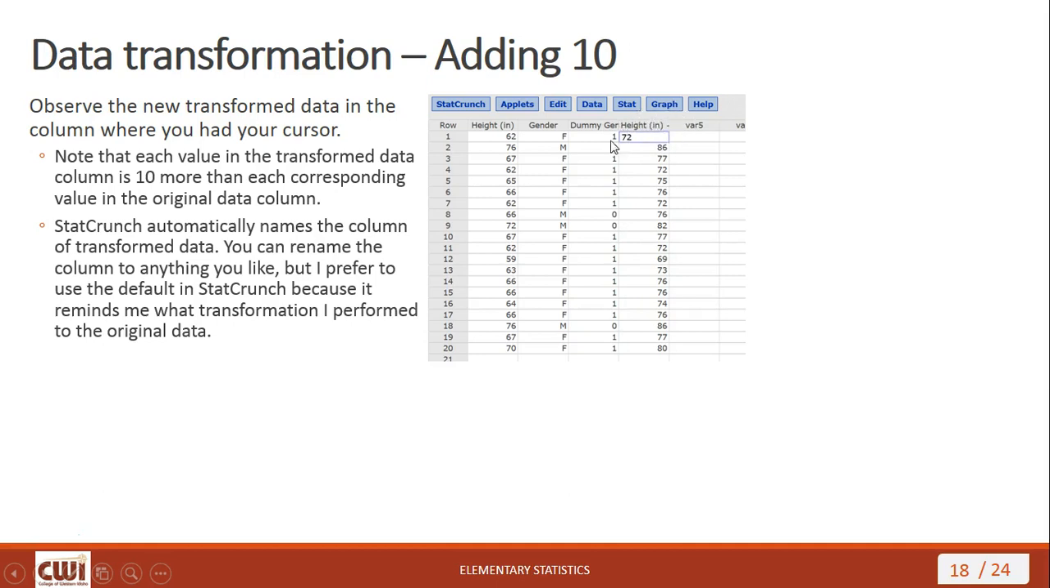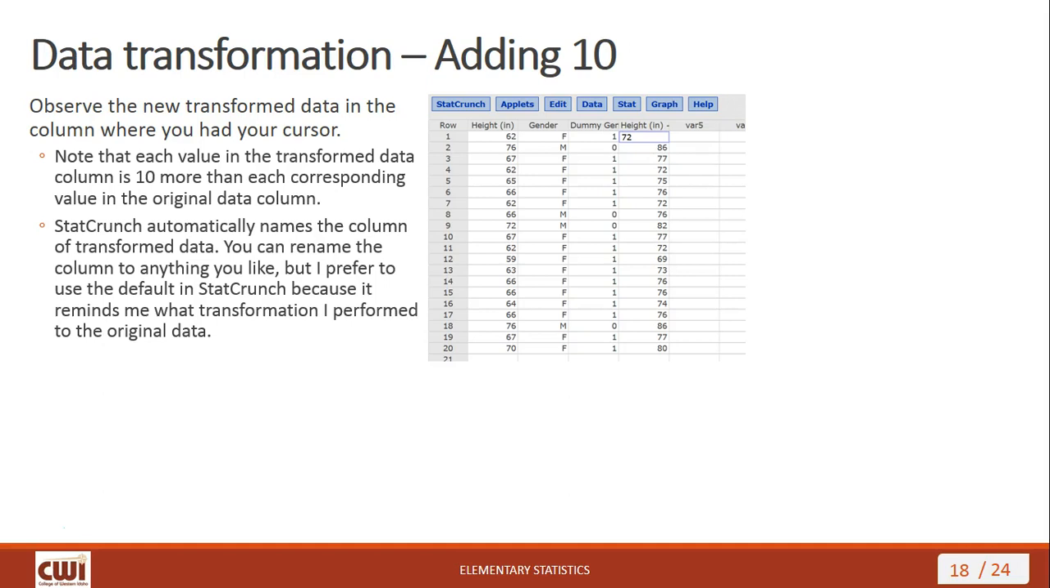Also notice that StatCrunch automatically named the column of the transformed data. Now, in the previous slide, I showed you the expression window, and right under where the expression appears, there's another field for column name. It's optional. You don't have to fill it in. I typically don't fill it in, but if you wanted to name it something special, you could put the name of the column in there. Alternatively, you could also click on the column header and then delete whatever StatCrunch has there, and then type in your own column name. So there are different ways to go about it. Typically, I don't mess with that.